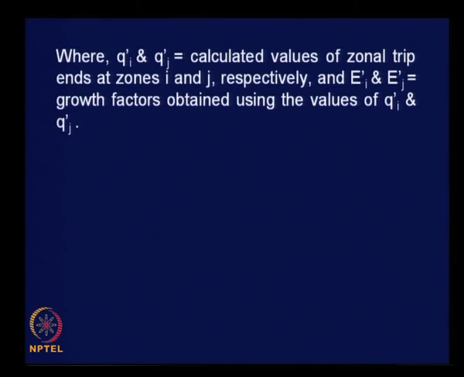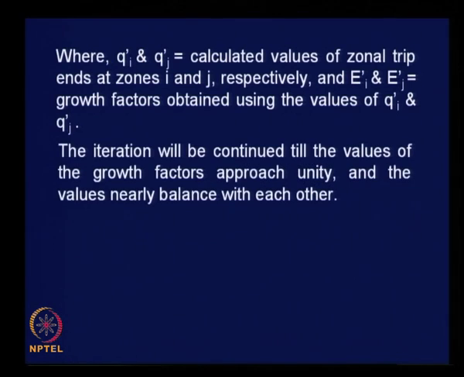You may wonder what Qi dash and Qj dash are. They are the actual calculated values of zonal trip ends at zones i and j. So after distribution you can total up the values, that is a calculated value. They are termed Qi dash and Qj dash respectively, and Ei dash and Ej dash are growth factors obtained using the values of Qi dash and Qj dash. Then the iteration will be continued till the values of the growth factors approach unity and the values nearly balance with each other.